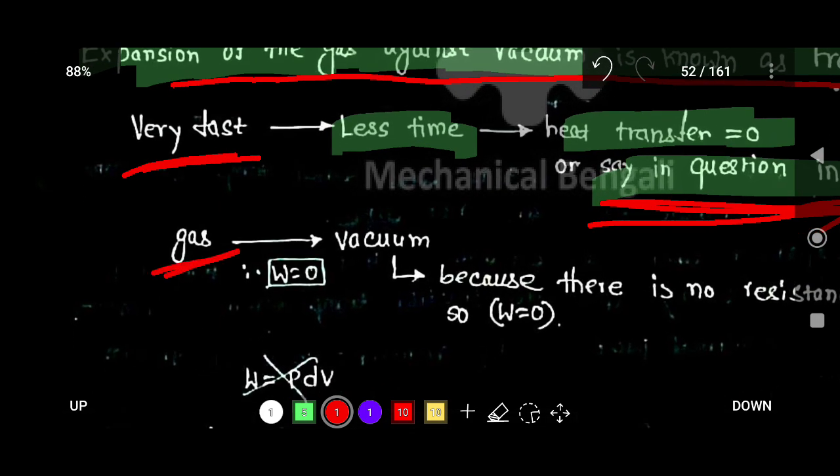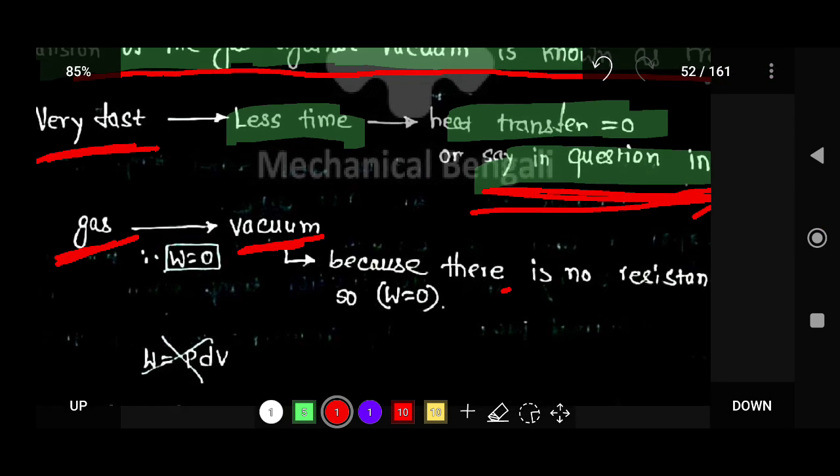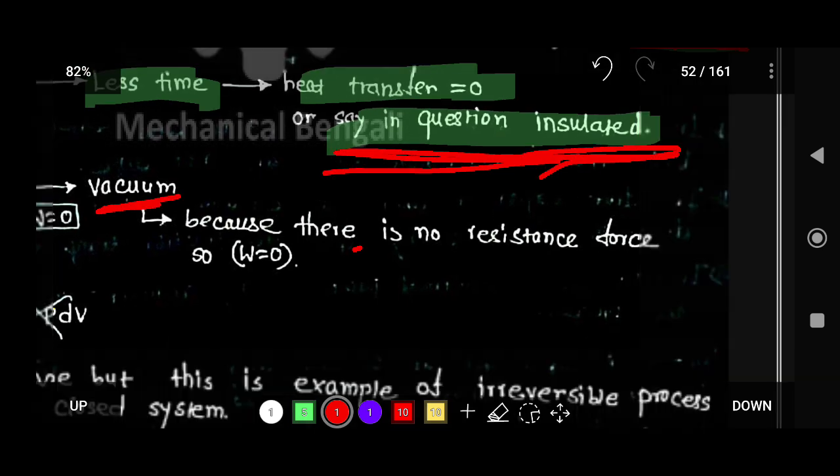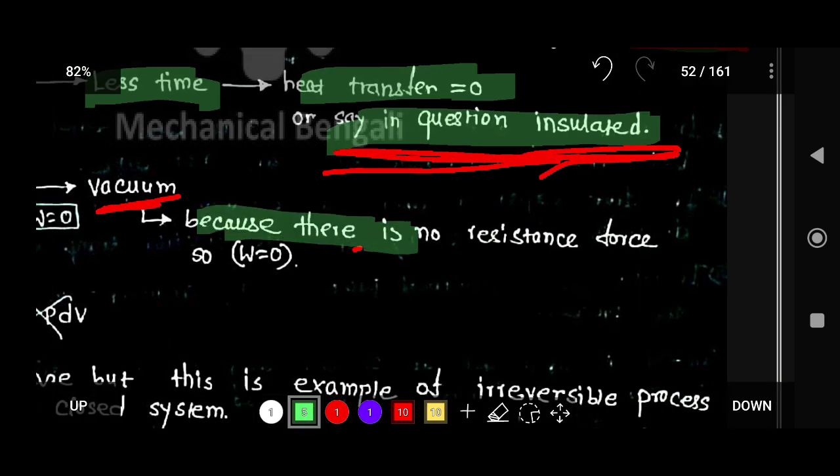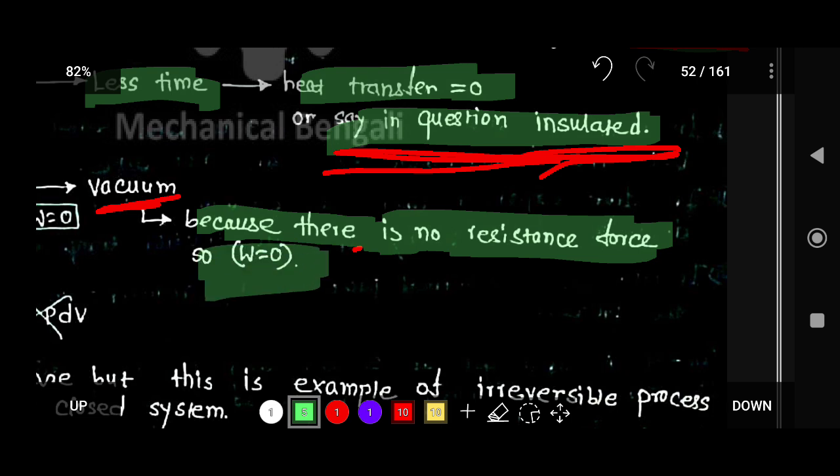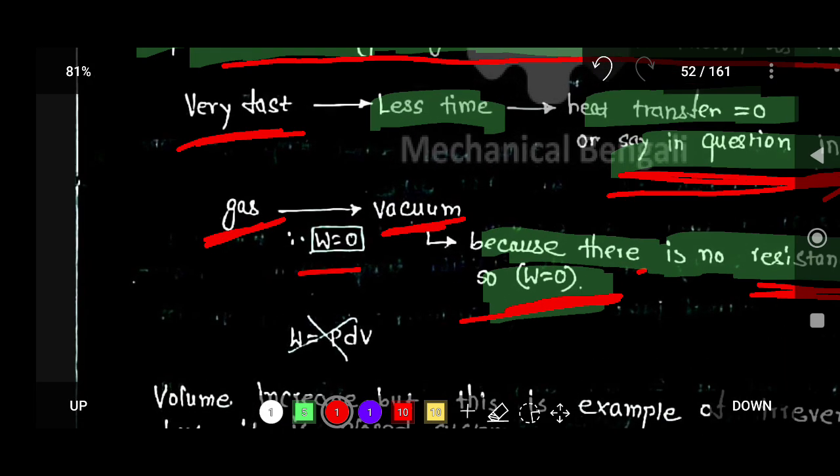Now the gas is transferred to the vacuum. Just understand this, it is very important: the gas goes from a pressurized place to a vacuum place. So there is no work, because there is no resistance force. So in free expansion there is no work, that means W is equal to 0.